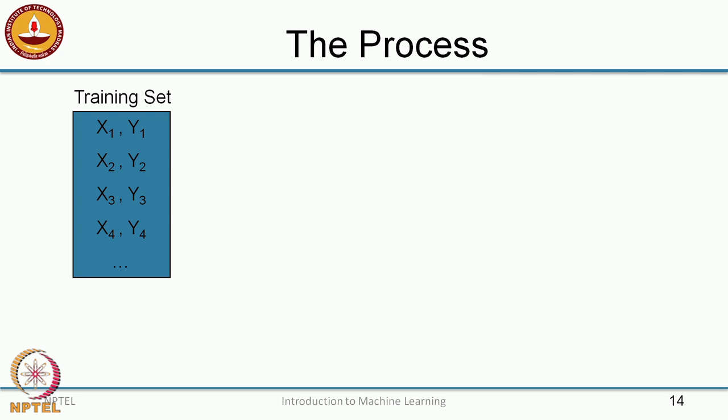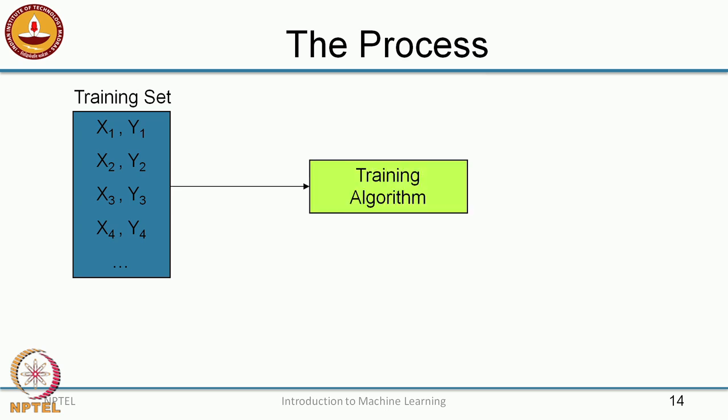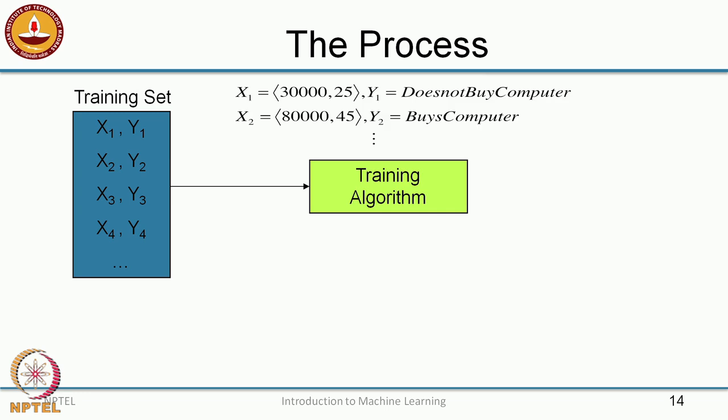So, I am going to have a set of inputs: x1, x2, x3, x4. Likewise, I will have y1, y2, y3, y4, and this data is fed into a training algorithm. And so, the data is going to look like this in our case.